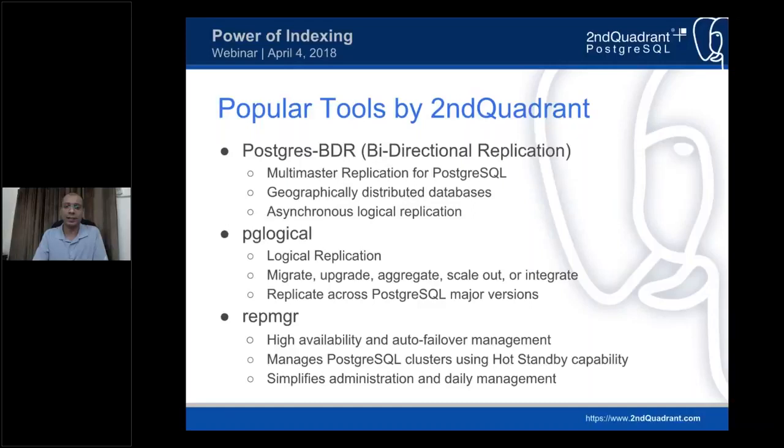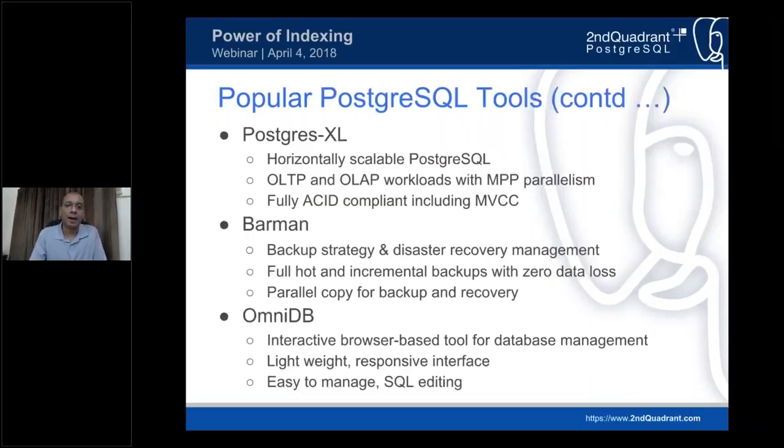repmgr is the management tool for high availability and auto failover management. It simplifies the administration and management of your Postgres clusters. We have briefly touched on Postgres-XL, which is horizontally scalable Postgres. It is fully ACID compliant, and you can use it for OLTP and OLAP workloads. Barman is our tool for backup recovery and backup strategy and disaster recovery. You can get incremental backups, and you can get parallel copy for backup and recovery.